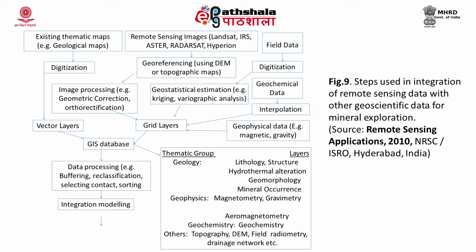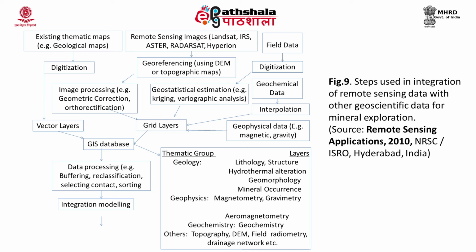At the same time, if you have other data, for example geochemical data or geophysical data, then you have to go for interpolation. If you have data from a small area, you can go for interpolation and then for the grid layer. If you have geophysical data, then go to the grid layer. Once you have the grid layer and vector layer, using these two you can prepare the GIS database.